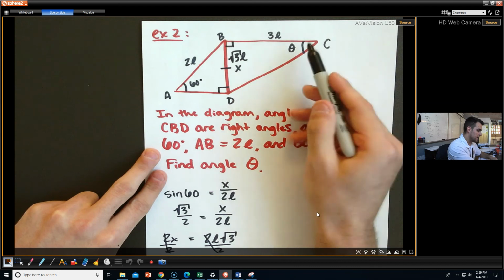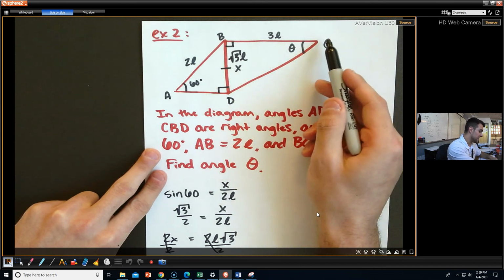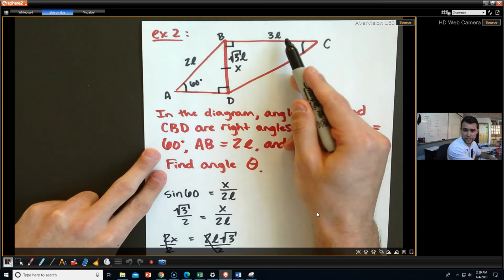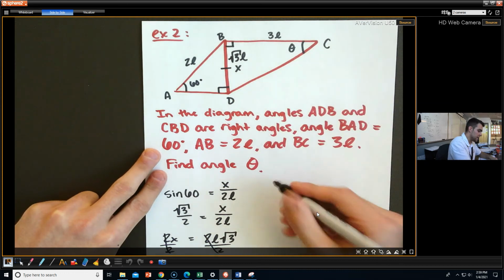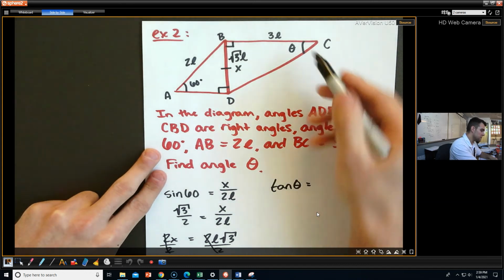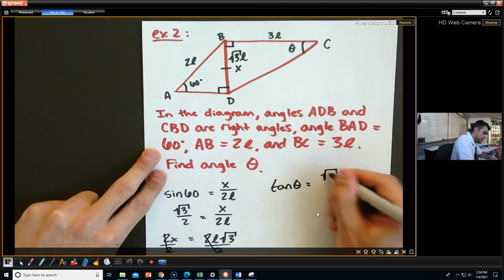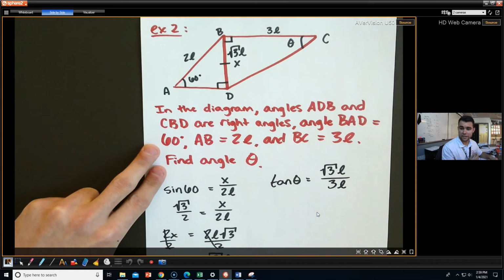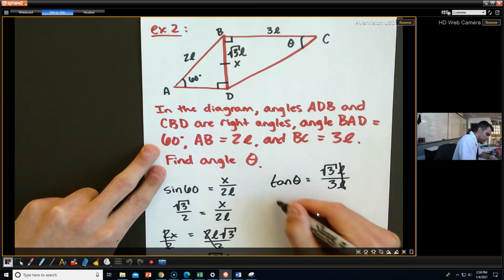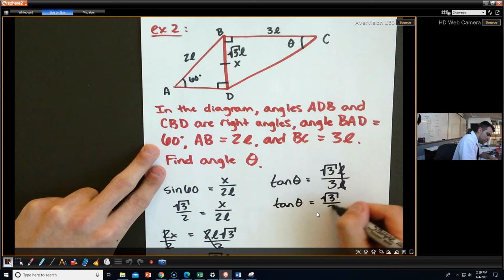And now I can work with this top part with this angle. So that angle right there, the relationship between these sides is going to be, it looks like we have opposite over adjacent. It's our hypotenuse. So that is going to be tangent of theta. And that's going to be equal to square root of 3L over 3L. Well, that's kind of nice. The L's will end up canceling. See you later. And I'm left with tangent theta equals square root of 3 over 3.